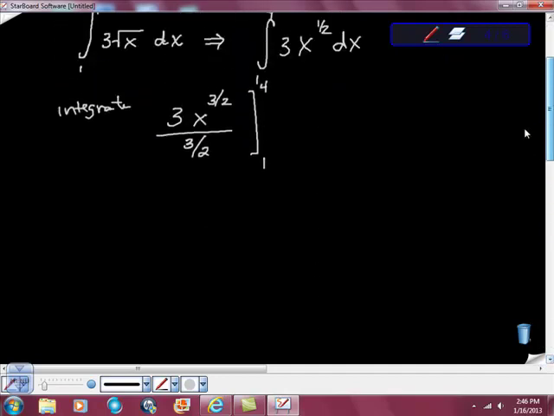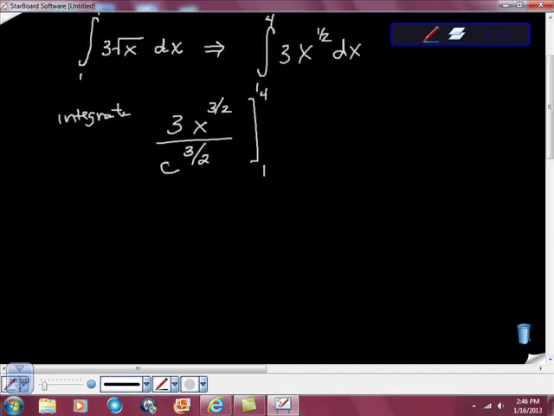I'm going to clean this thing up a little bit. Bring this thing up as 2/3, so it would be 2/3 times 3x to the 3/2. Isn't that right? This 3 and this 3 cancel. So now we get 2x to the 3/2. Remember, as evaluated from 1 to 4.